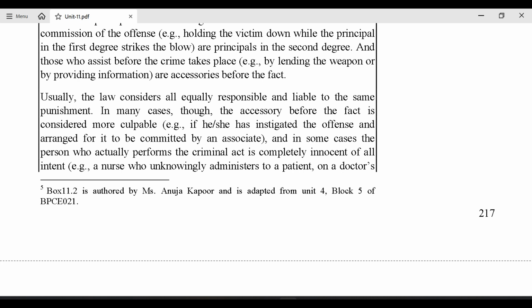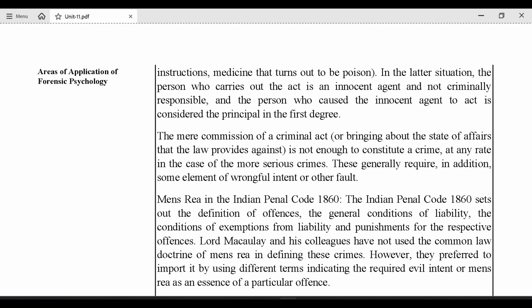In many cases, though, the accessory before the fact is considered more culpable. For example, if he/she has instigated the offense and arranged for it to be committed by an associate, and in some cases the person who actually performs the criminal act is completely innocent of all intent, for example, a nurse who unknowingly administers to a patient, on a doctor's instructions, medicine that turns out to be poison. In the latter situation, the person who carries out the act is an innocent agent and not criminally responsible, and the person who caused the innocent agent to act is considered the principal in the first degree.